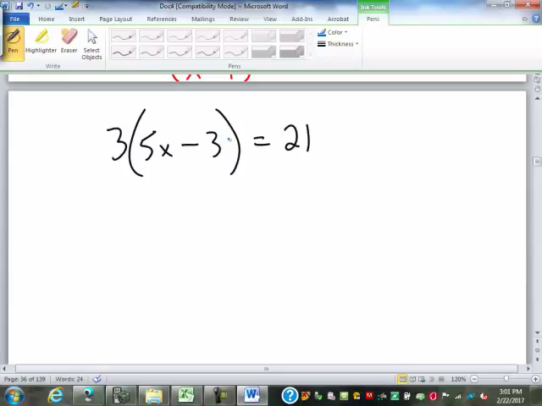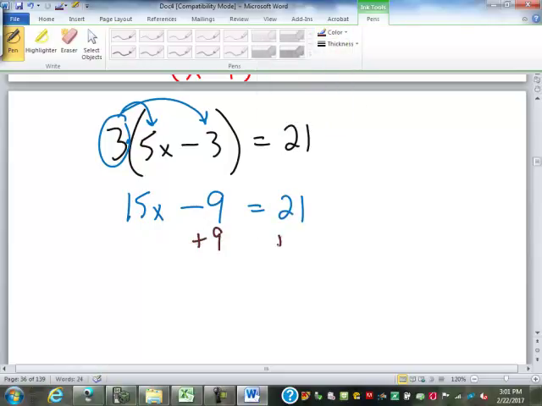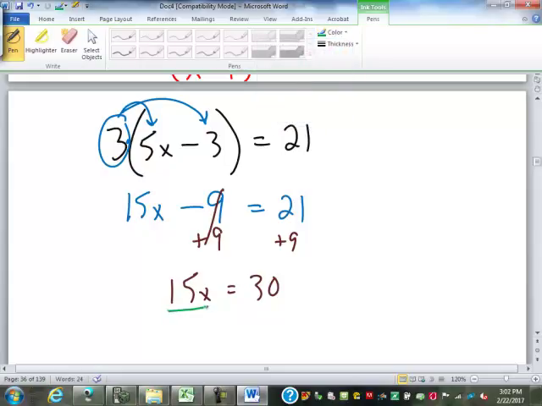So then the next thing is, is there anything that needs to be done to the parentheses? It's multiplied by the 3. So you got it. 3 times 5x is 15x. And what's next? 3 times -3 is -9. So 15x minus 9 equals 21. Then we add 9. Good. So 15x equals 30. And then? Divide by 15. X equals 2. Good.